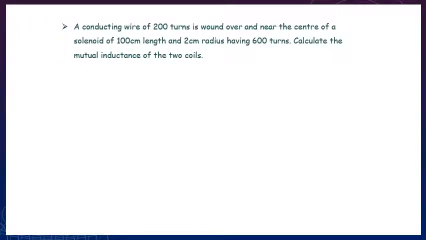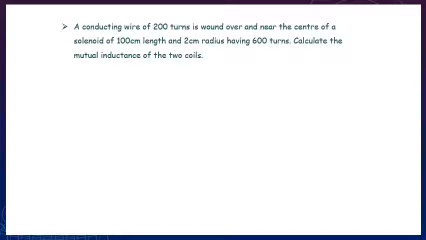Let's begin with. Let us see the first question. A conducting wire of 200 turns is wound over and near the center of a solenoid of 100 centimeter length and 2 centimeter radius having 600 turns. Calculate the mutual inductance of the two coils. So there is a solenoid of 100 centimeter length, 2 centimeter radius and 600 turns. Over this solenoid, we are giving another 200 turns conducting wire.